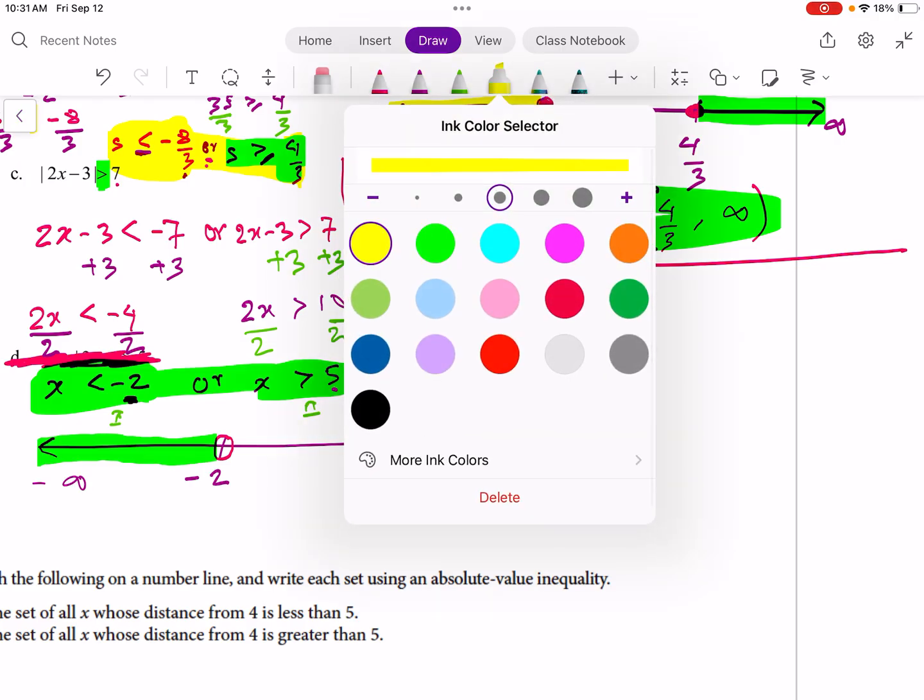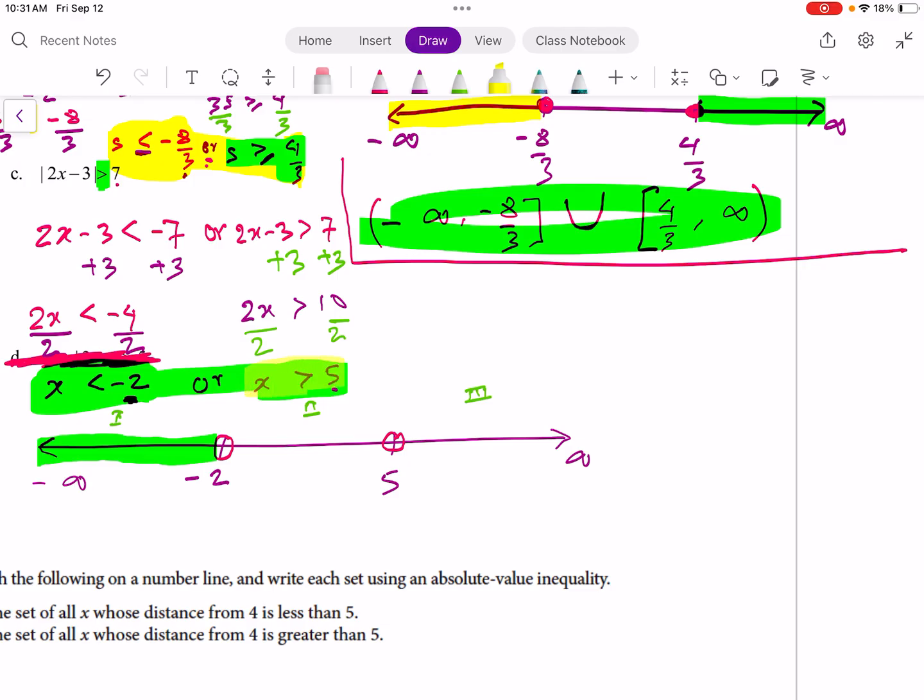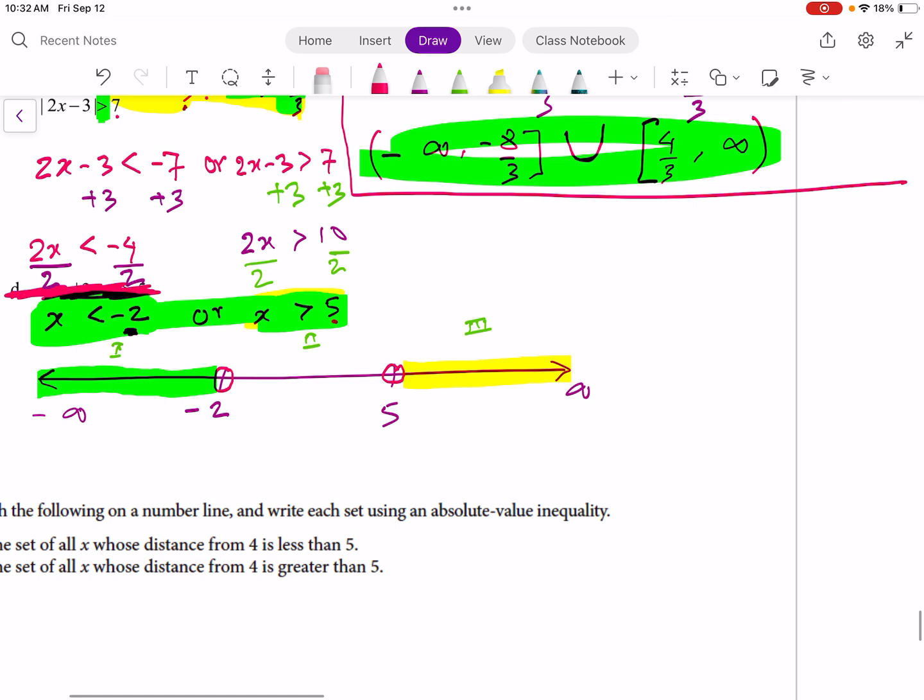The next part of the solution is x greater than 5. So greater than 5 means every number on the right of 5. So these two are the solution. Now let's write an interval notation for each of these regions.